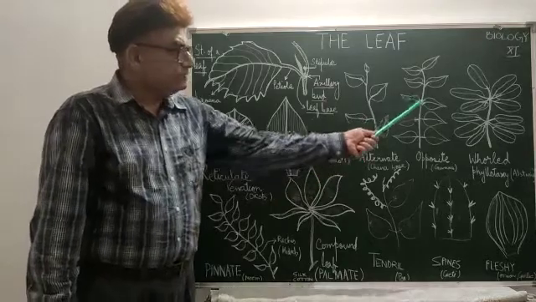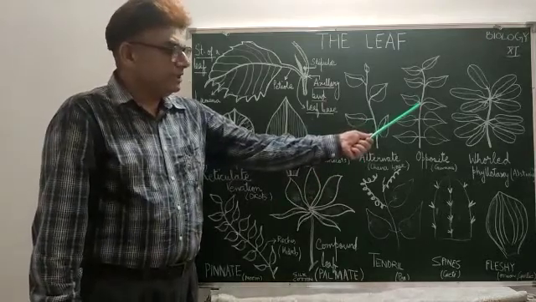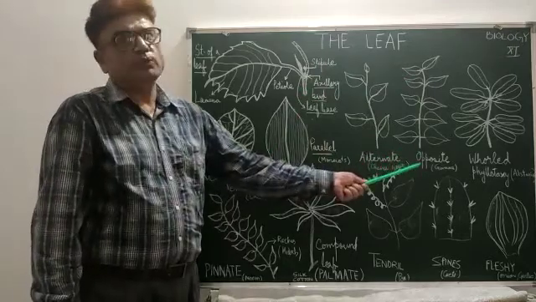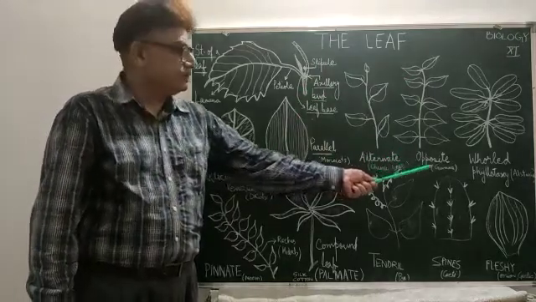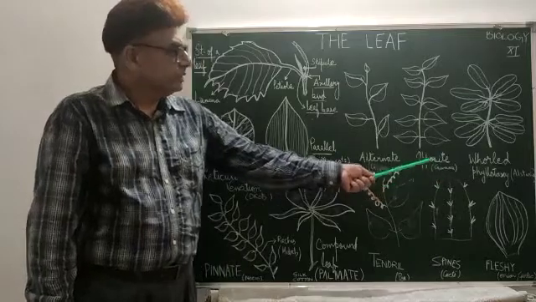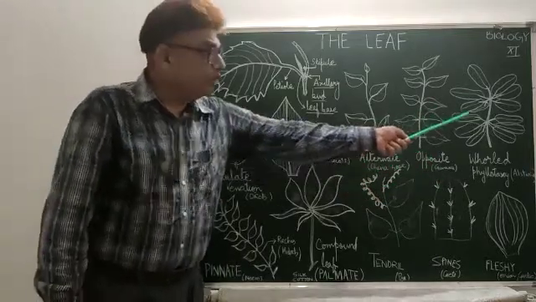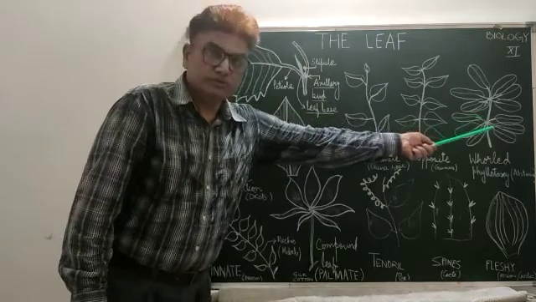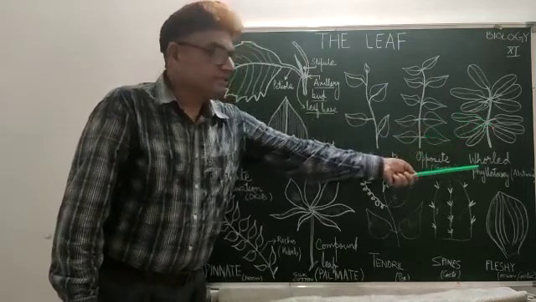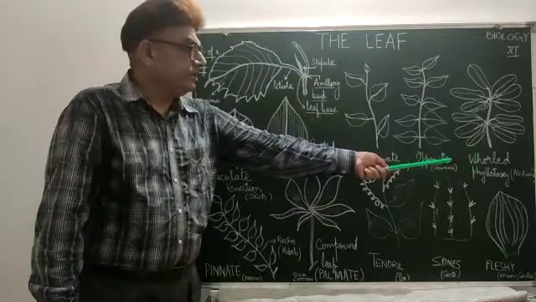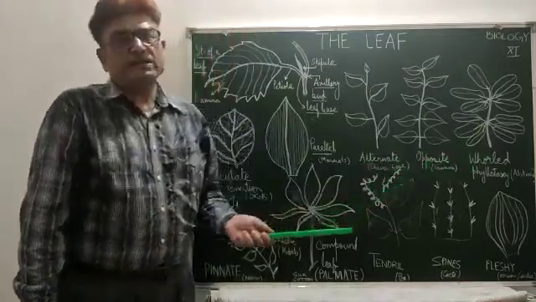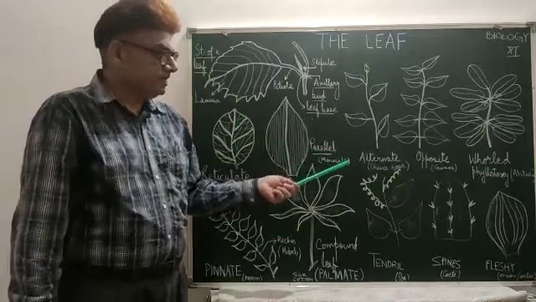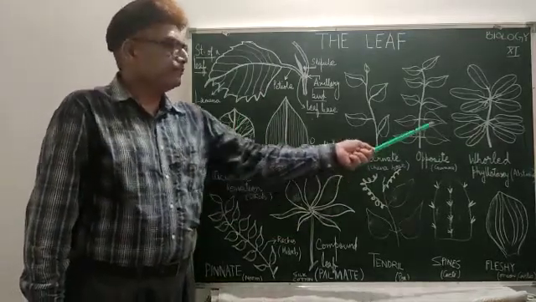But if two leaves are present at one node, arising from one node, then that type of phyllotaxy is the opposite phyllotaxy, as we observe in case of guava. But if more than two leaves arise from one node, that phyllotaxy is the whorled phyllotaxy, as we observe in case of Alstonia. So we have three types of phyllotaxies: alternate, opposite, whorled.